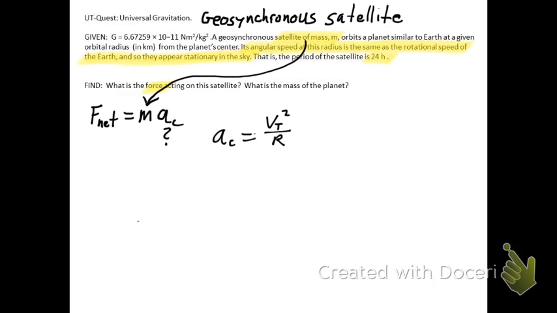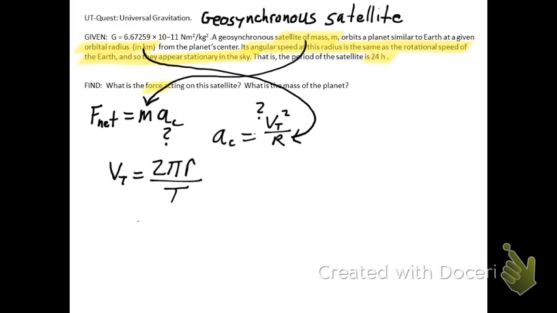Well, I know that is v_t squared over r. Okay, now the r I have. Remember to convert that number into meters. All right, but the tangential velocity is something that I still don't have. Let's dig a little bit deeper into what tangential velocity is. It's 2 pi r over T. Now I'm in business. This orbital radius is what we can use for r.